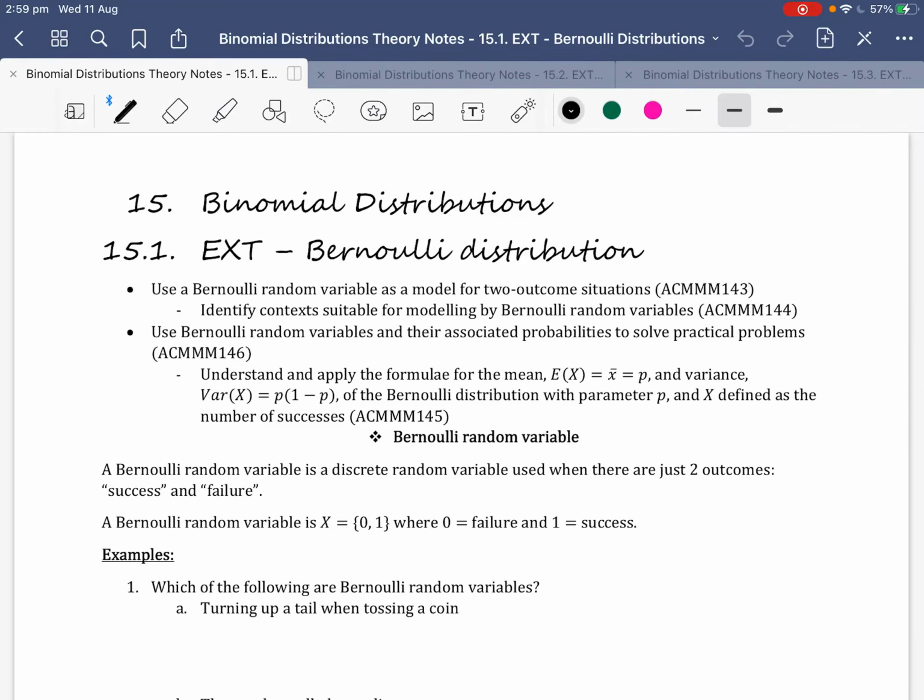Hi Year 12, today we're studying the new topic of binomial distributions and looking at the Bernoulli distribution. This is an Extension 1 mathematics topic. A Bernoulli random variable is a discrete random variable used when there are just two outcomes, success and failure. A Bernoulli random variable is X equals 0 or 1, where 0 is failure and 1 equals success.